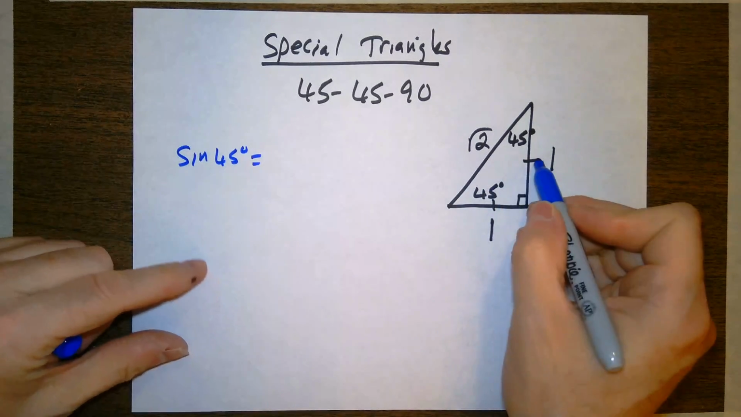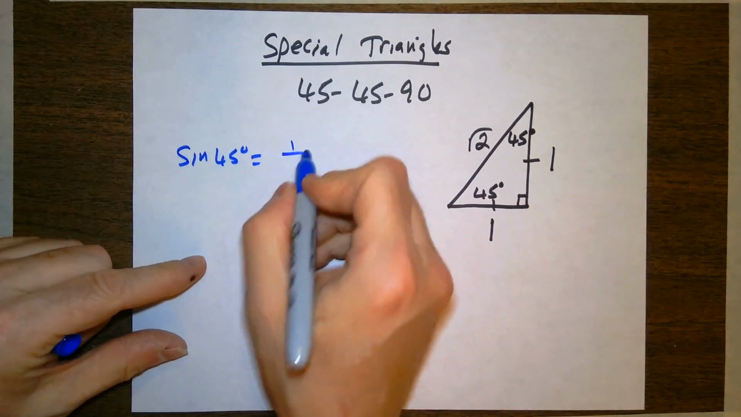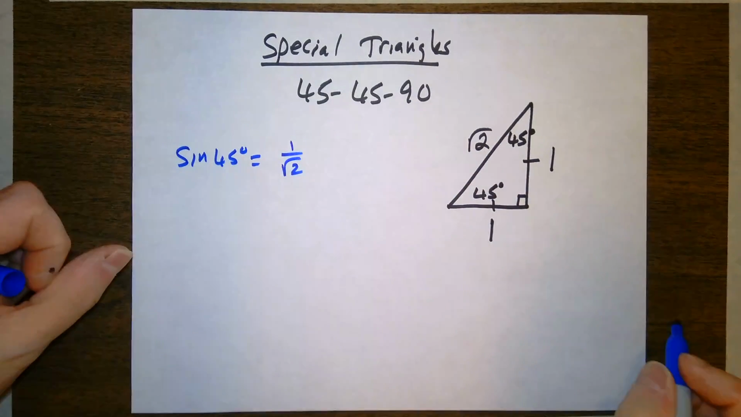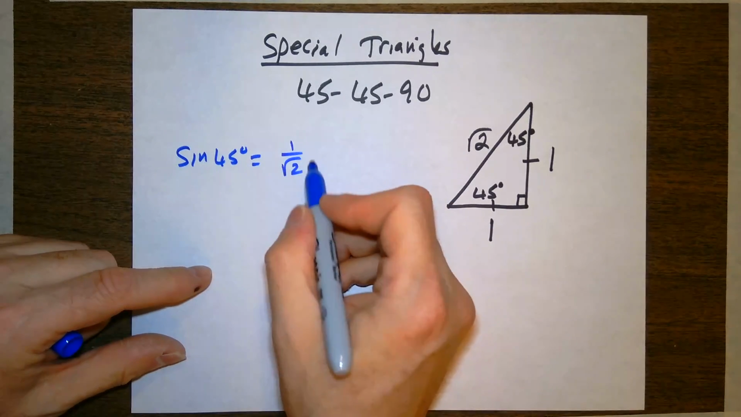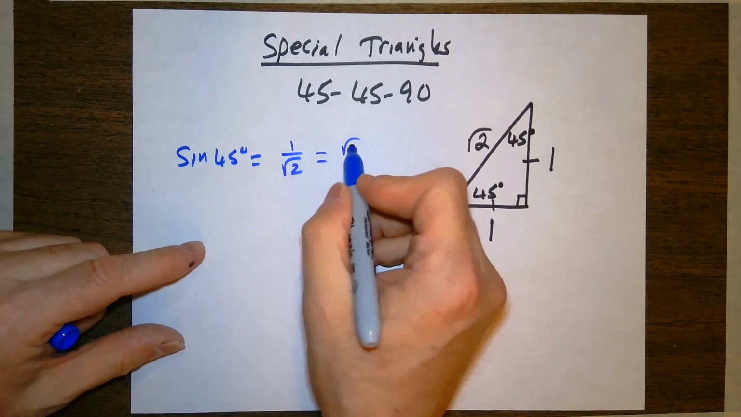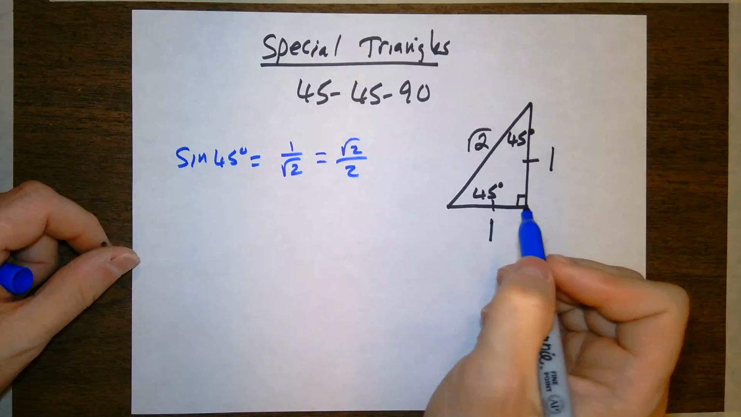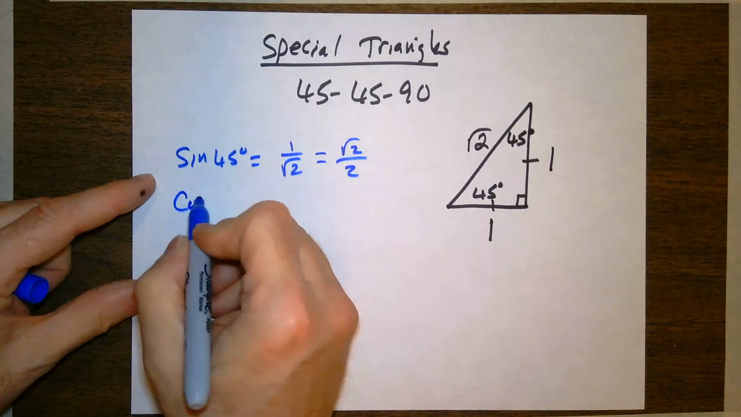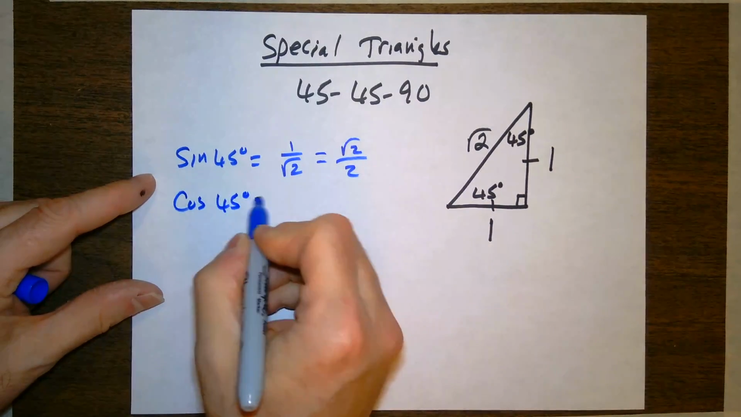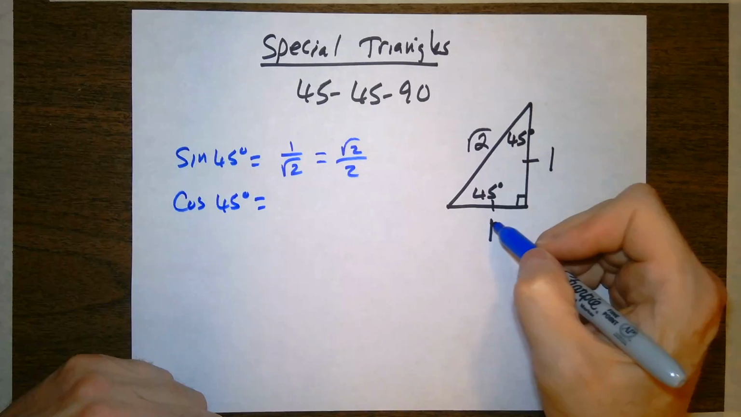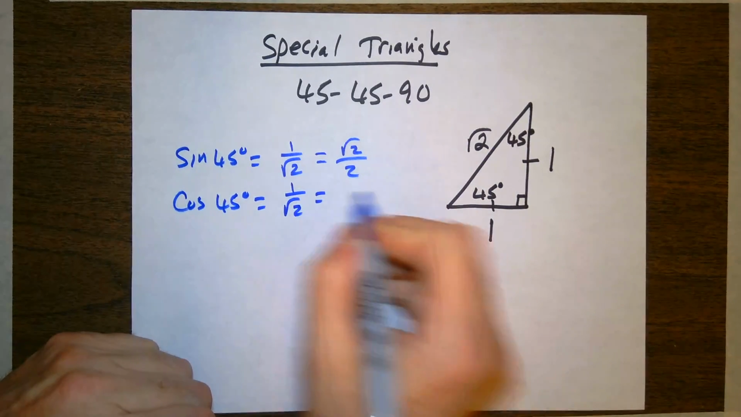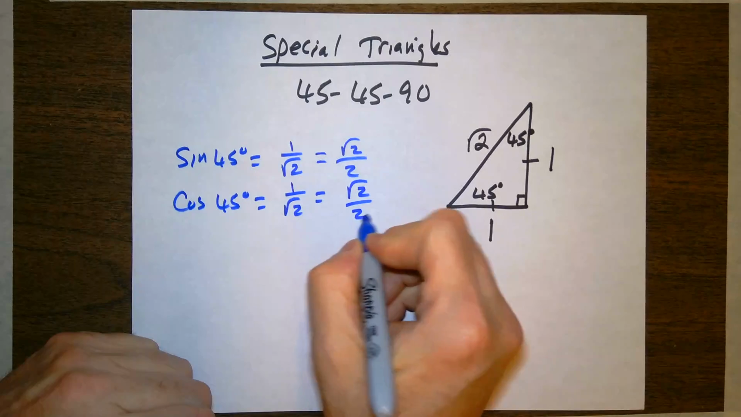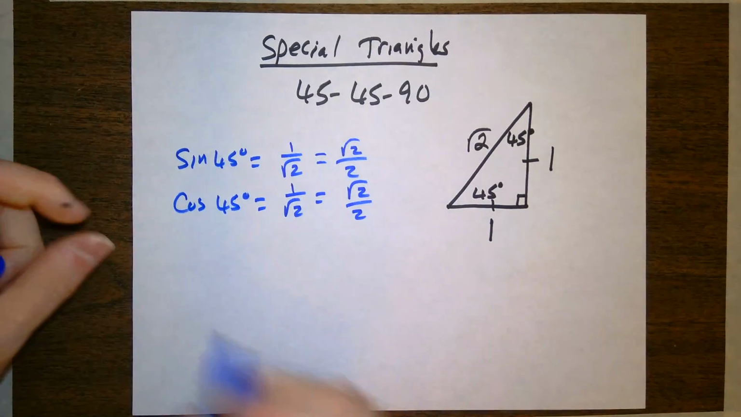Here's the sine of 45: opposite over hypotenuse, 1 over root 2. Now, of course, we want to rationalize the denominator there, so multiply by root 2 over root 2, and I get root 2 over 2. How about the cosine of 45 degrees? Cosine is adjacent over hypotenuse, 1 over root 2. Again, rationalize the denominator, root 2 over 2.